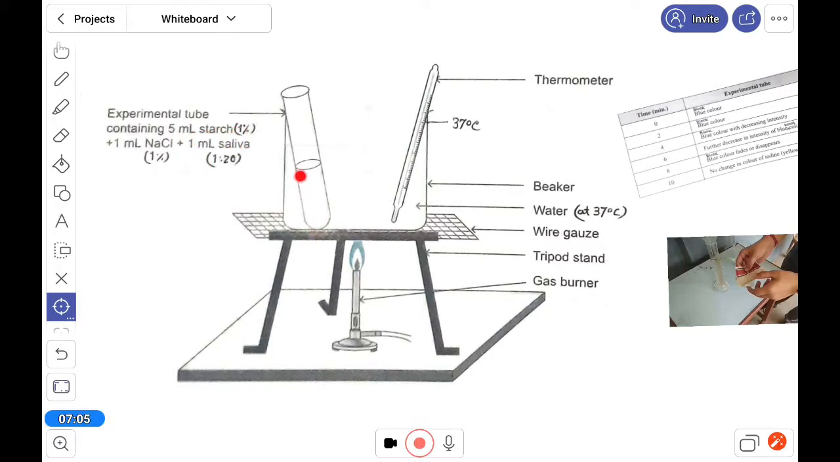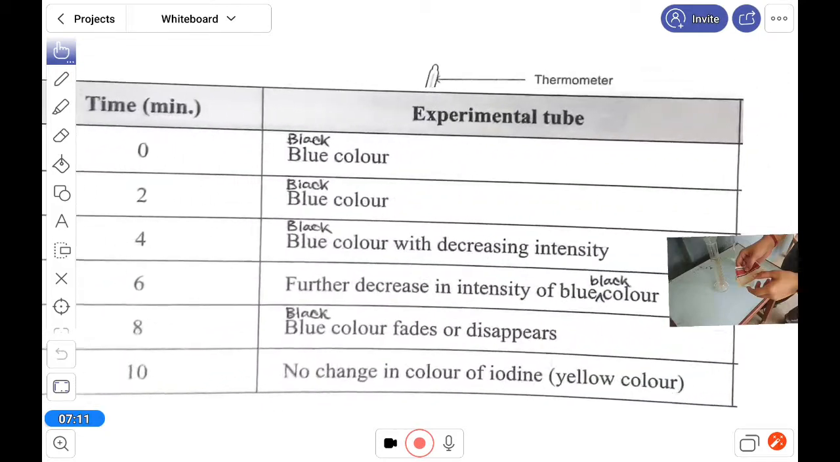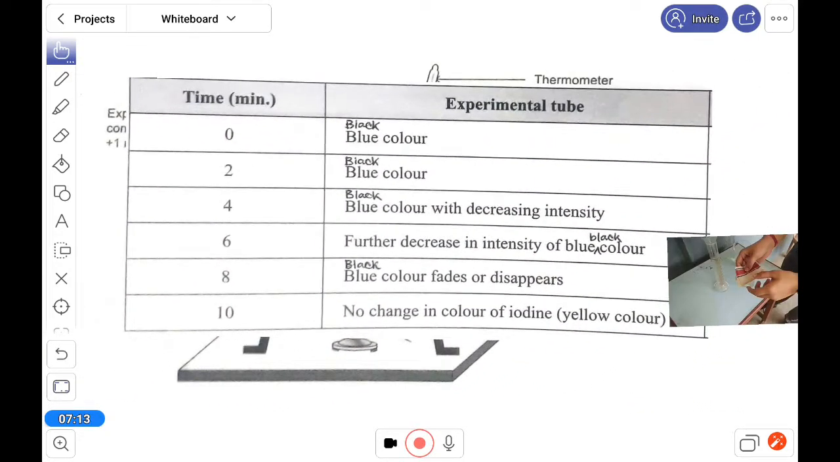In the first minute, if we see the minute-wise results, it will be blue black color, because it will be starch. After 2 minutes also we get the blue black color, because the digestion process has just started, so it is not yet broken into glucose.